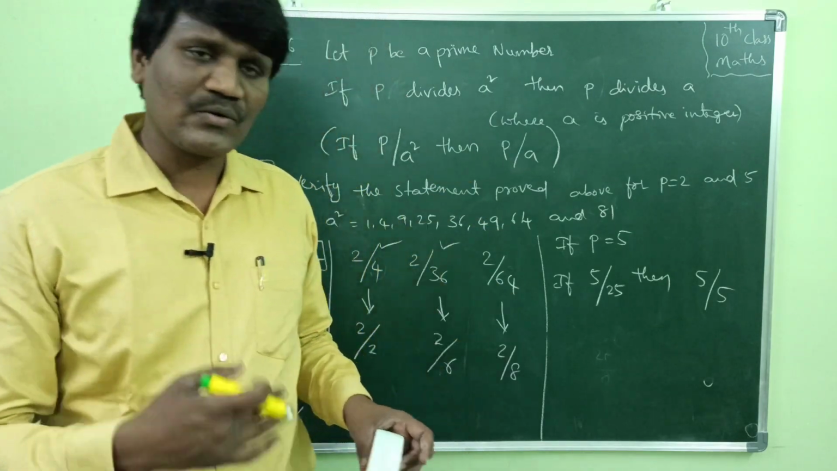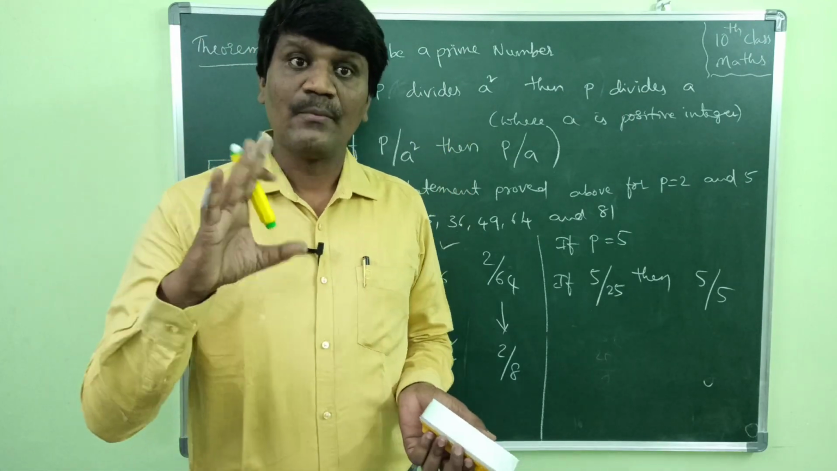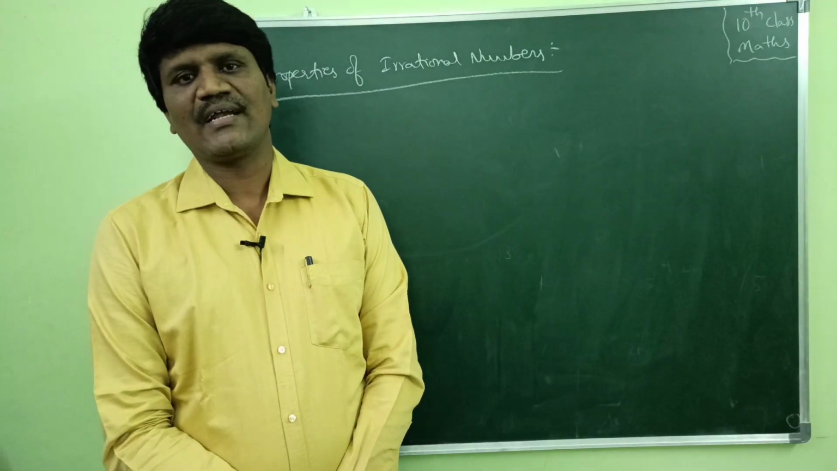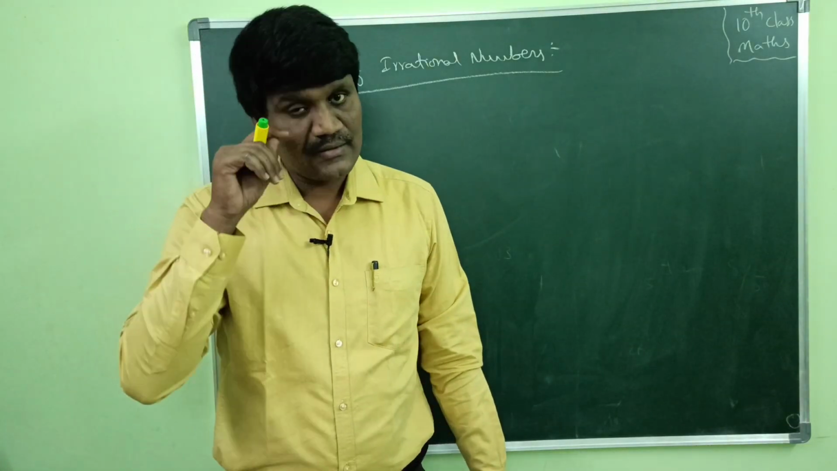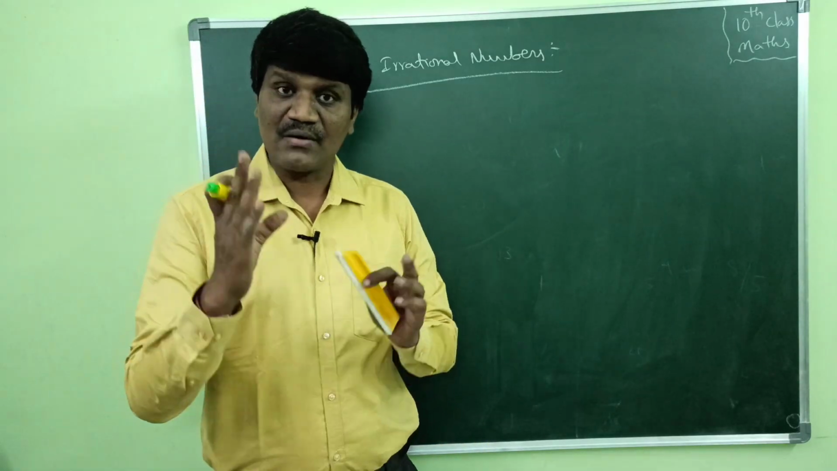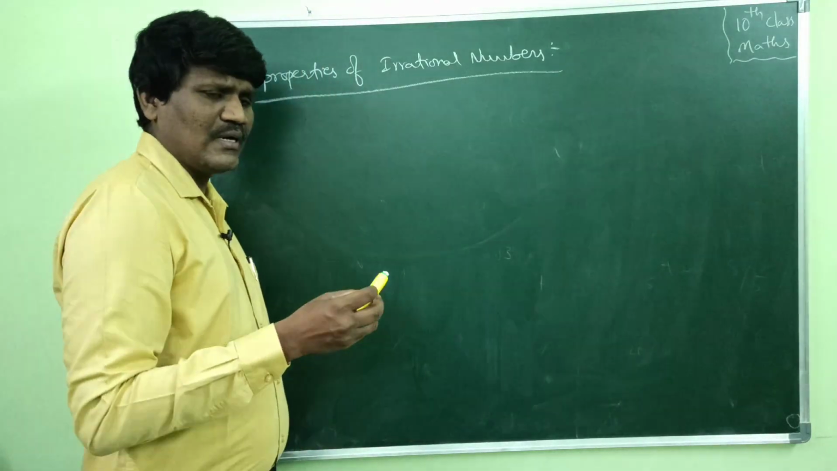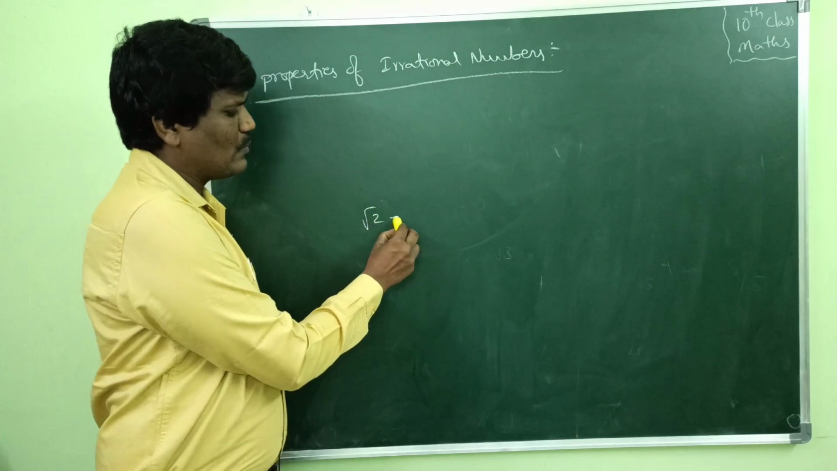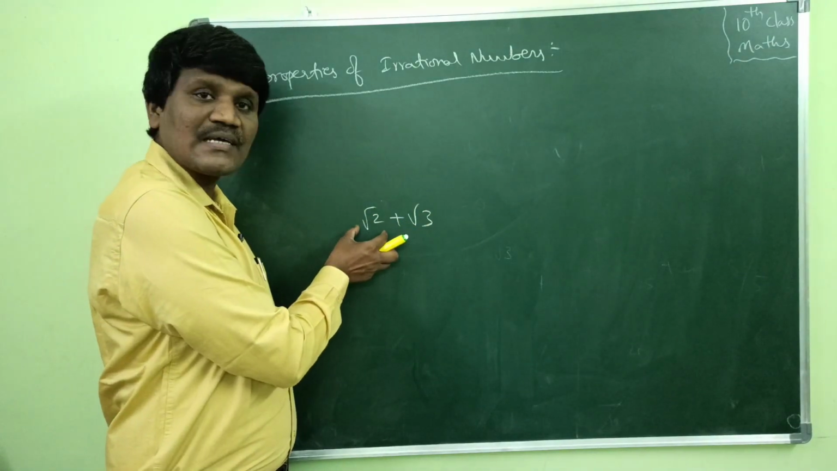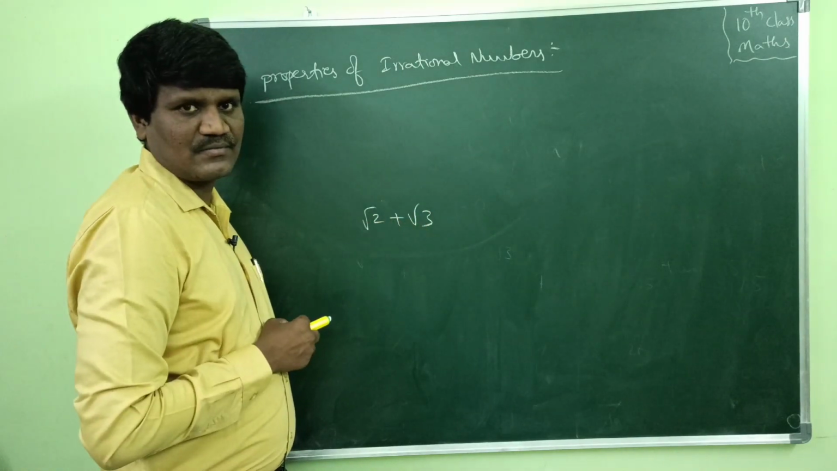In the next part we are going to see the properties of irrational numbers. Now let us see some properties of irrational numbers. Whether the sum of two irrational numbers is irrational or not. Let us take some examples. If I take root 2 plus root 3, is it irrational or not? Root 2 is irrational, root 3 is irrational, so it is an irrational number, right?